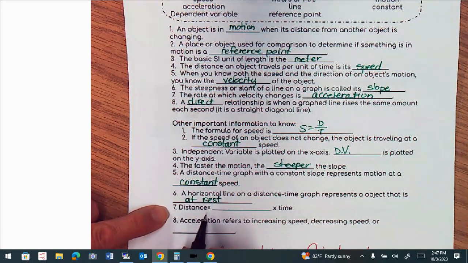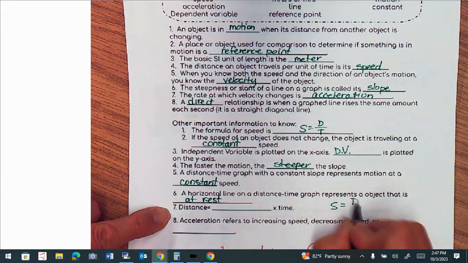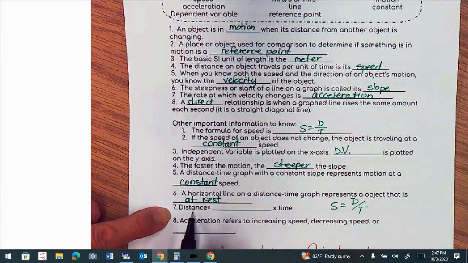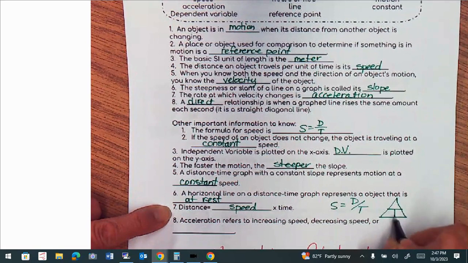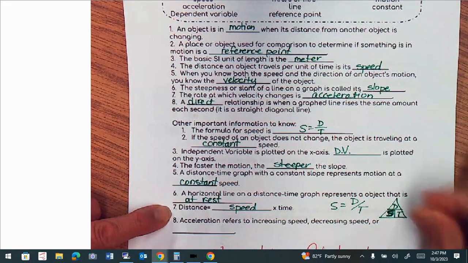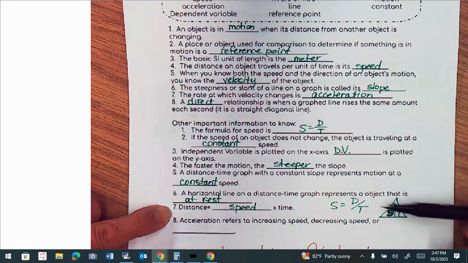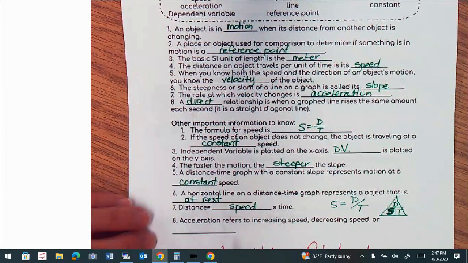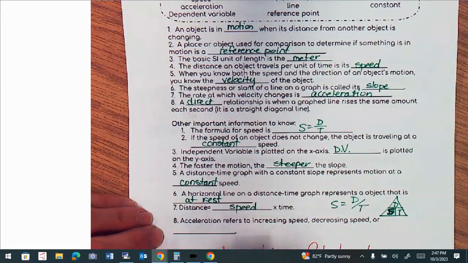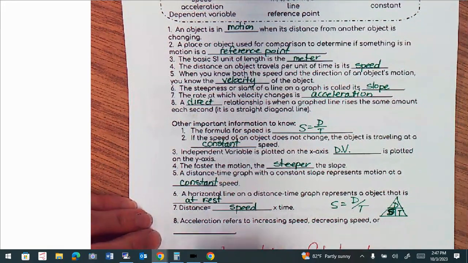If we were to use the speed formula and we were trying to solve for distance, distance is going to equal speed times time. Remember your triangle. Speed is distance over time. So cover up what you're trying to solve for. In this case, they're side by side, so you would multiply your speed times your time to get your answer in as a distance. Acceleration refers to increasing speed, decreasing speed, or changing direction.